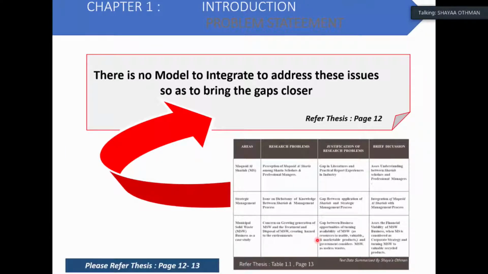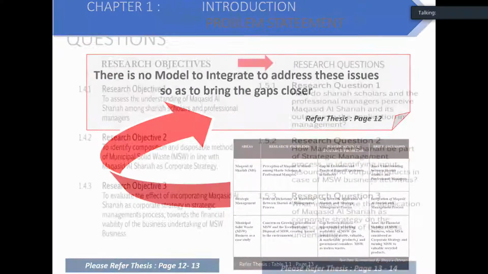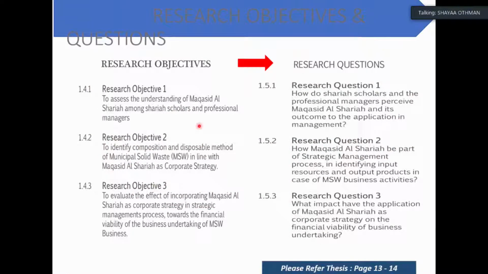We can lead to a problem statement. For example here, to reduce all these gaps, there is no model to integrate and address these issues so as to bring the gaps closer. That is the most important element in our focused study, this research program. Okay. We have 5 minutes more. Try to go through later on. If it's not finished, we can discuss in the next discussion. For example here, having the gap, as discussed earlier in part 1, I think we have discussed.